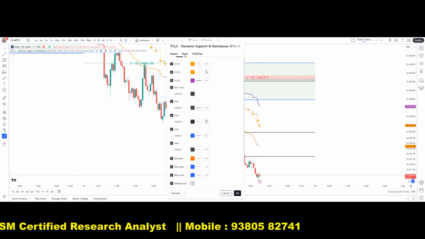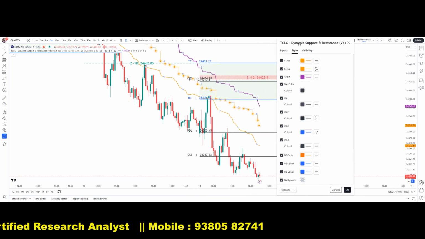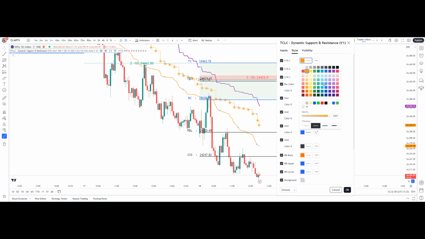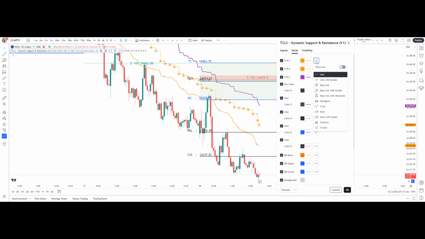Once you come to the styles, which we already had in our previous dynamic support and resistance level, I have added one more resistance level, that is support resistance 2, which is diamond in shape. In my previous dynamic support resistance indicator, I had given only support resistance 1 and support resistance 3. Now I have added one more level. You can change the line width or the color according to your trading style. Also here, in price line, you can make it a line, line with breaks or step line with breaks, anything according to your trading style.